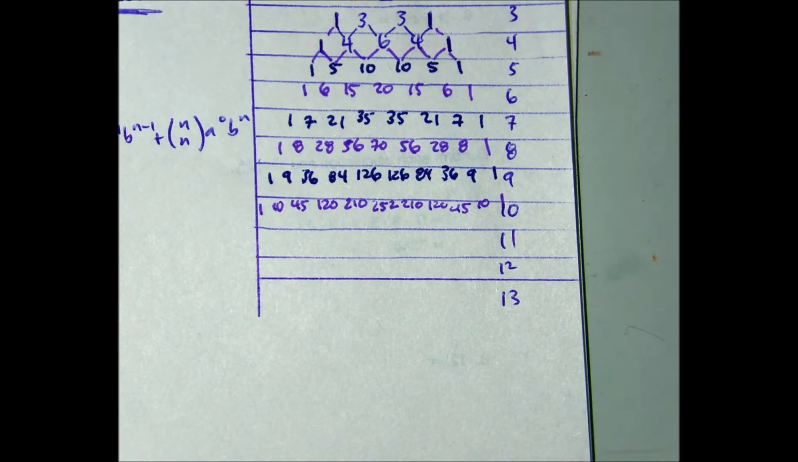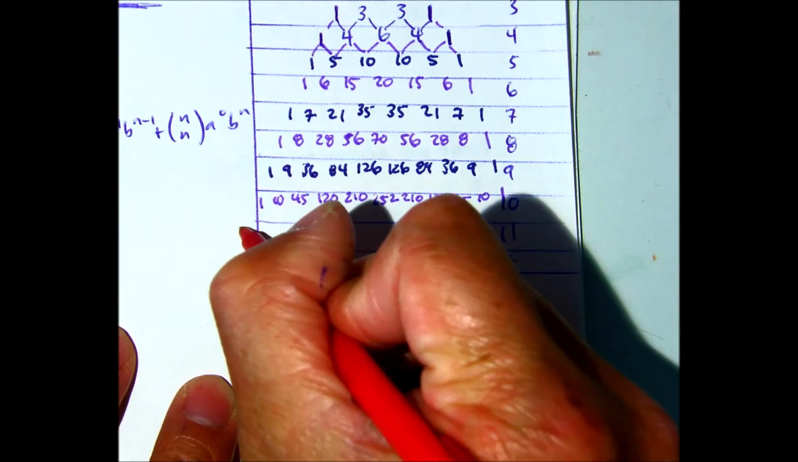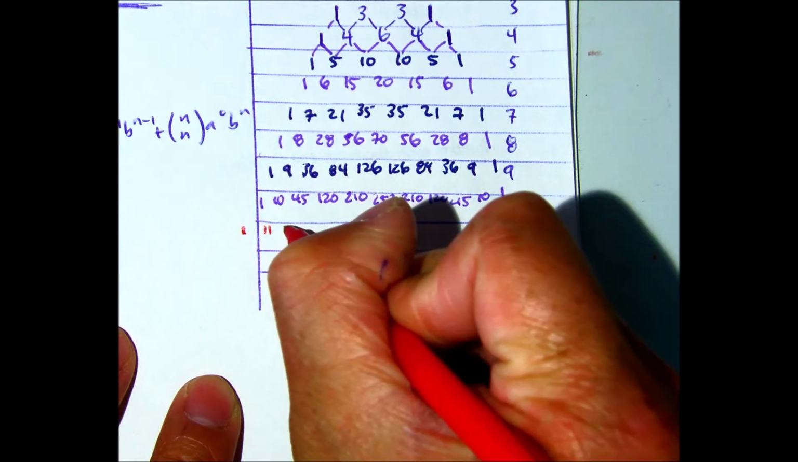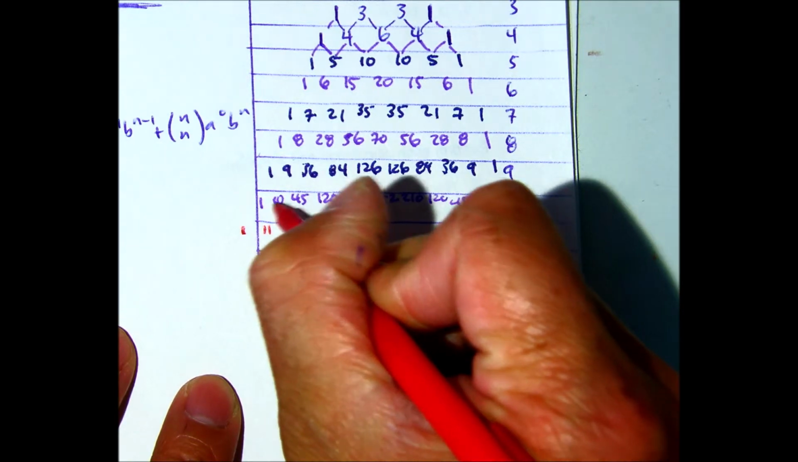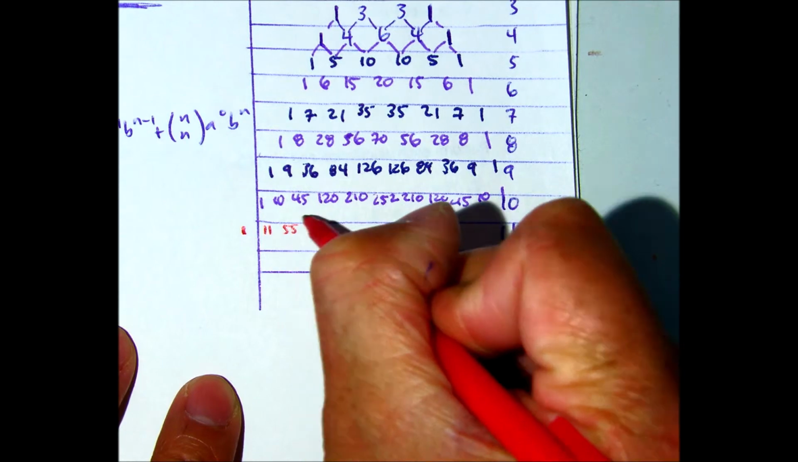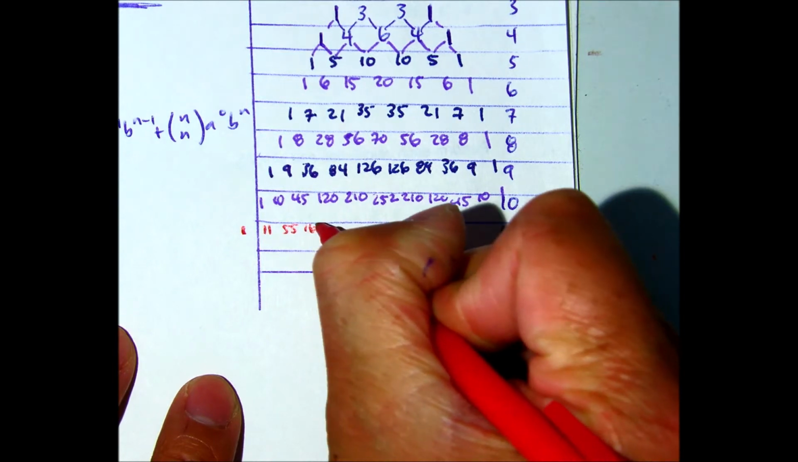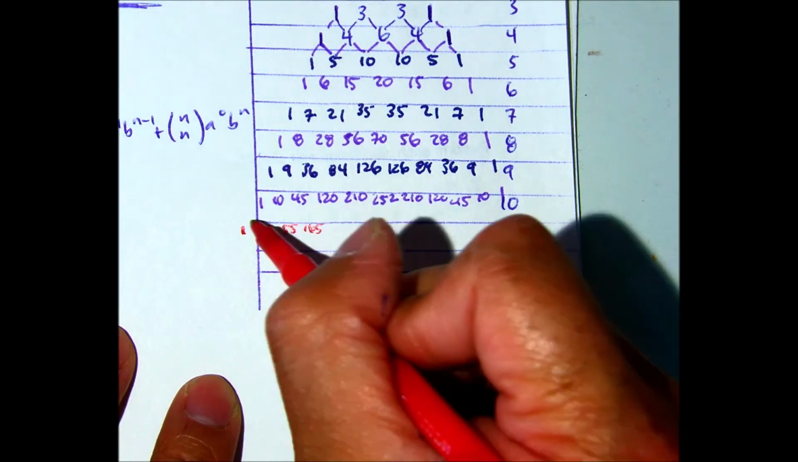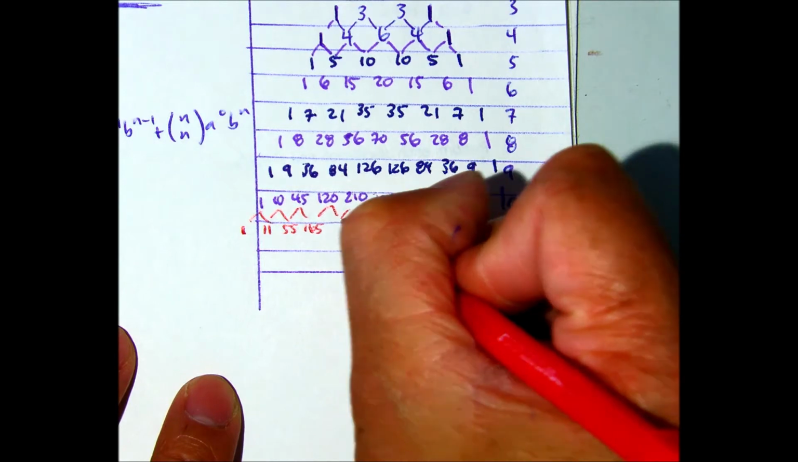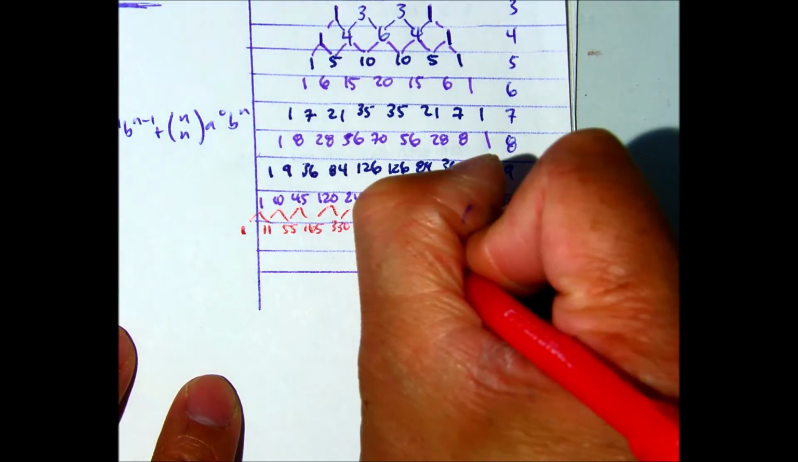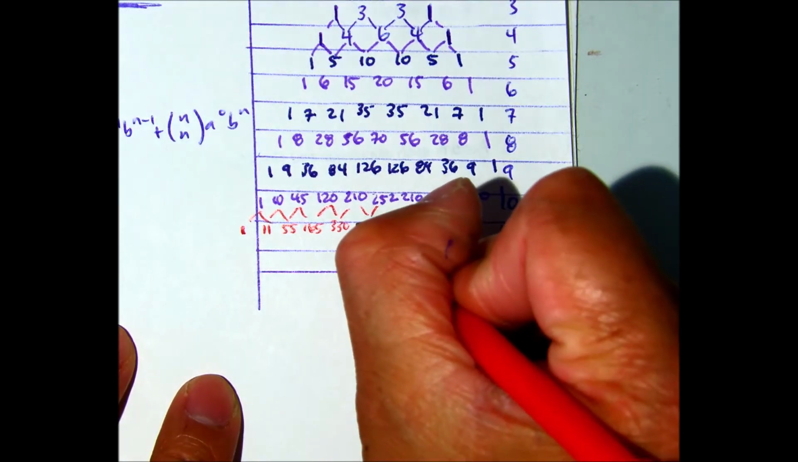Casey. Okay. 1, 11. Am I adding 10 and 45 together? Correct? 55. 165. Keep going. 330. 462.